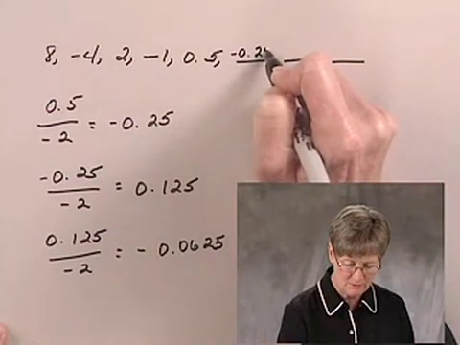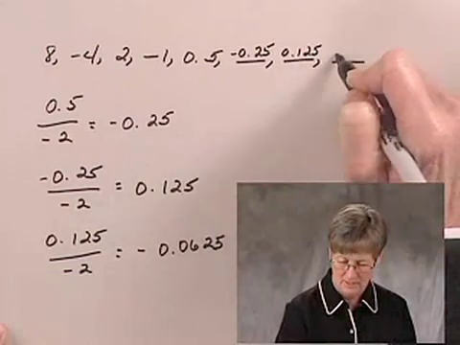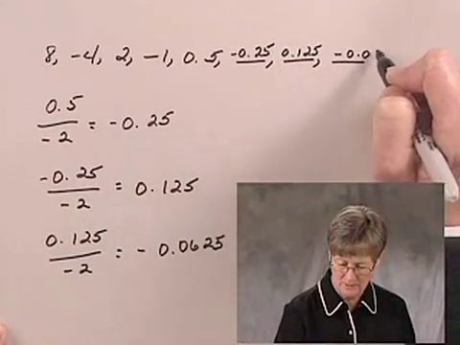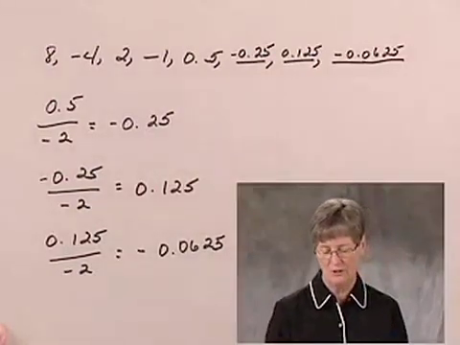So these are the three numbers that will fill in the next three places in the sequence. Negative 0.25, 0.125, and negative 0.0625. And that finishes the next three terms of the sequence.